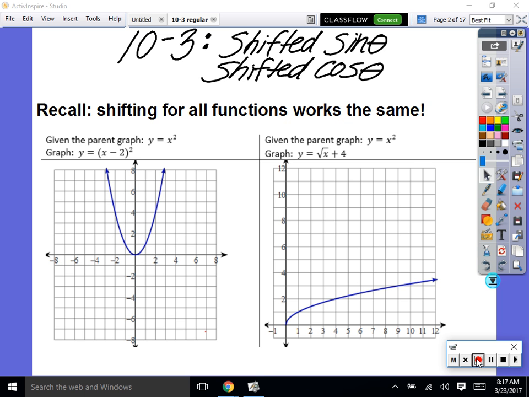So recall that shifting, the nice thing is once you know how to shift one function, you know how to shift all functions. So shifting for all functions works the same. Shifts left and right, you go opposite of the sign, and it's in parentheses. So this would be a shift of right 2, correct? Everyone? And then shifts up and down, the sign stays the same, and that would be added on the outside of the function. So this one would be up 4.